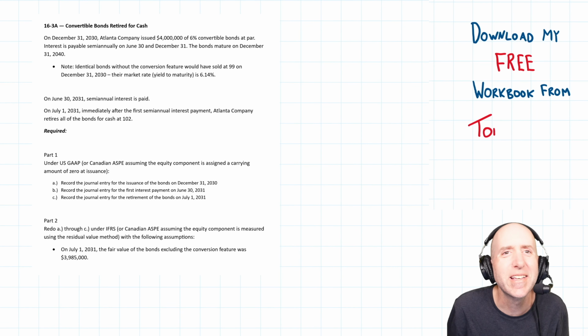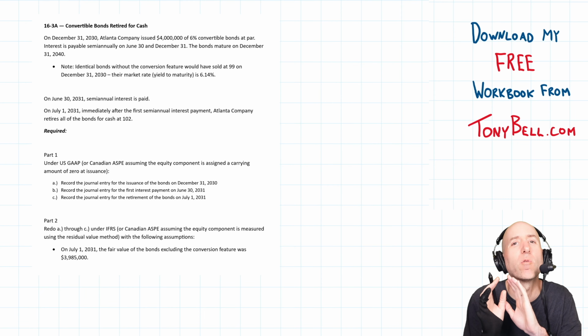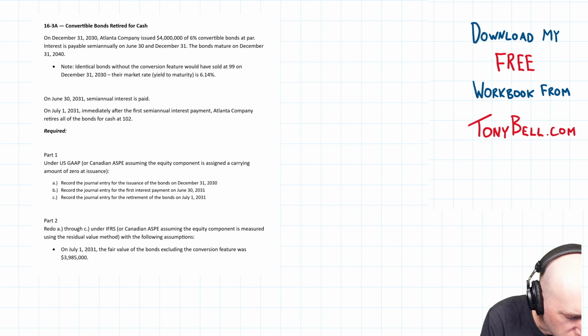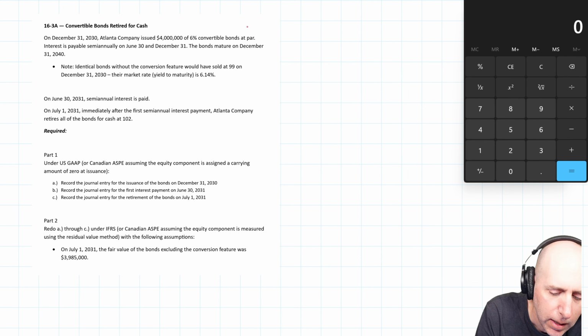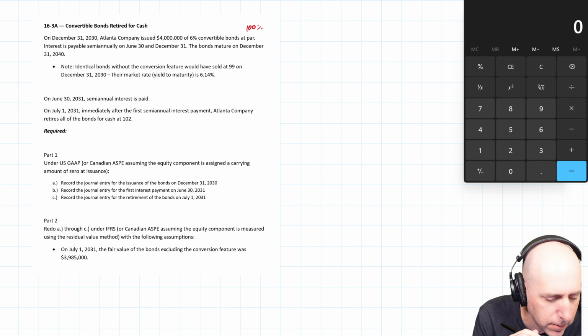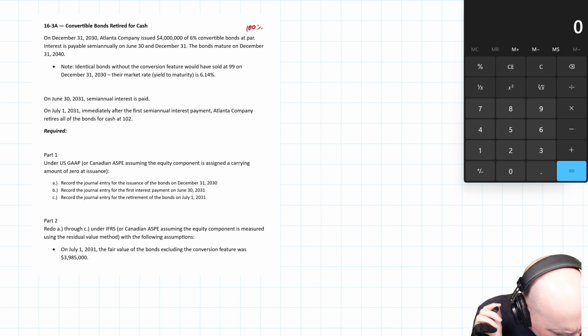Let's jump into problem 16.3a. We're working on a convertible bond that is going to get retired. On December 31st, 2030, Atlanta Company issued $4 million of 6% convertible bonds at par, meaning 100%, no discount, no premium. They got 100% of the money they were asking for. Interest is payable semi-annually on June 30th and December 31st, and the bonds mature December 31st, 2040.